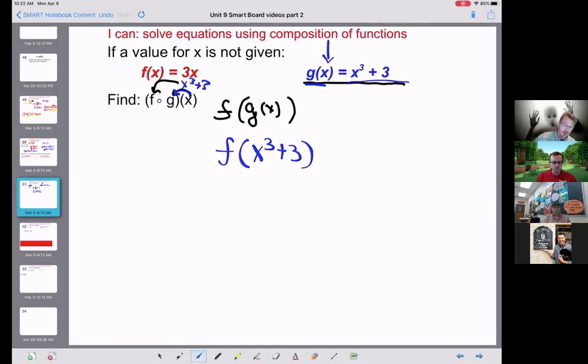So now comes the harder part. I need to find f of x to the third plus 3. And you get scary for a second, but remember what we said.